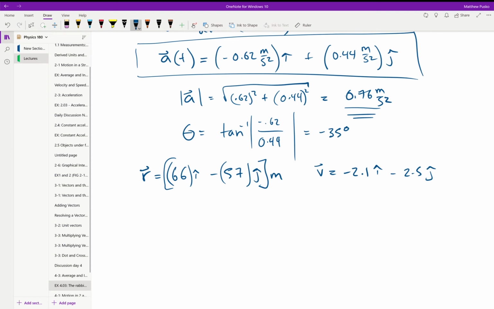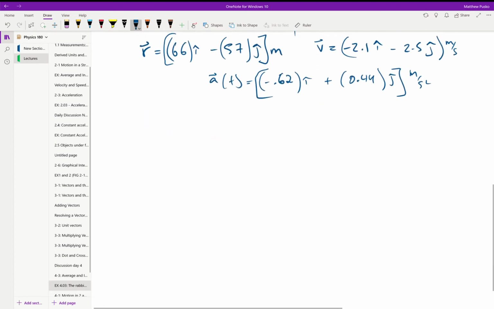Alright, so we need those two, and go ahead and copy this down. Our acceleration vector was negative 0.62 in the I direction and 0.44 in the J direction. That whole thing is in meters per second squared. This whole vector for velocity would be in meters per second.